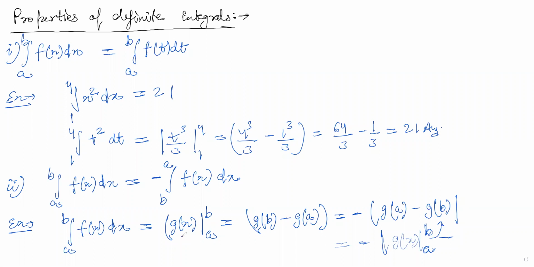Now how did you get gx from a to b? If you integrate fx from a to b, sorry, this should be b to a, because the upper limit is a, ga minus gb. So the upper limit should be a, lower limit should be b, right? Now this is nothing but minus of integration fx from b to a.